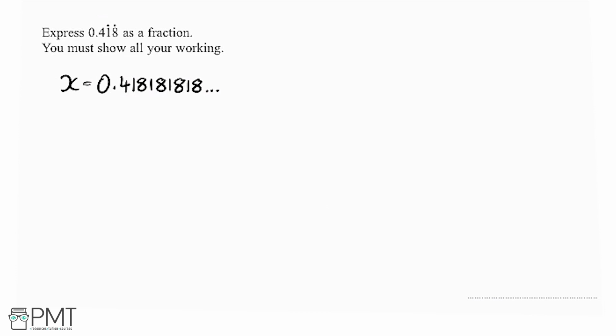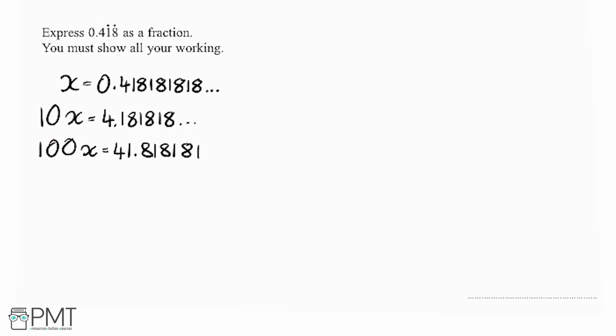So if we multiply both sides by 10, we're going to get 10x equals 4.181818, and so on. You see what we've done here? We've isolated the recurring part to the right hand side and everything else to the left. I'm going to do that again. So we're going to have 100x. So this time I'm going to get 41.818181, and so on and so on. So again, we've isolated the recurring part to the right and everything else to the left.